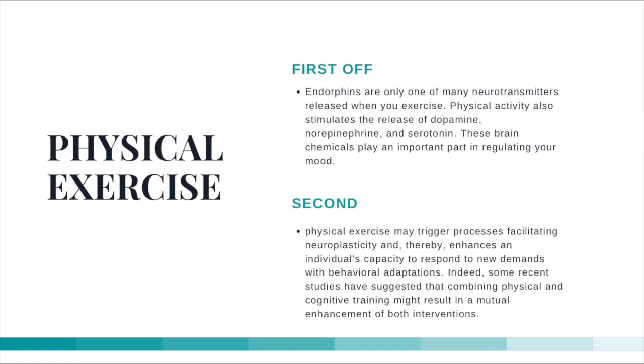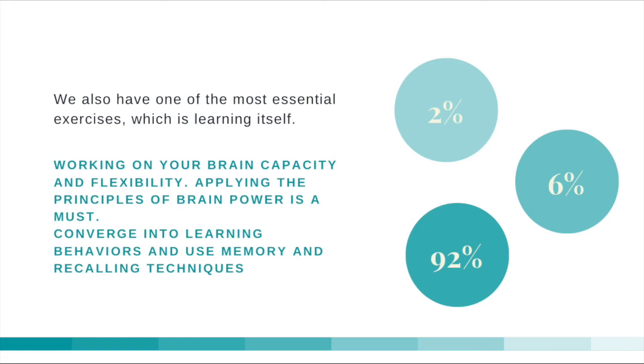And finally, one of the most important exercises when it comes to cognitive plasticity is learning itself. When we talk about learning, we're talking about acquiring new ideas, learning from experiences, and the memories that come from these experiences, and everything you've learned, basically. All of this is essential for neuroplasticity. Working on your brain capacity and flexibility, applying the principles of brain power is a must. We're going to talk about these concepts later, especially brain power and some exercises that would give you more brain power, and converge into learning behaviors and using memory and recalling techniques.